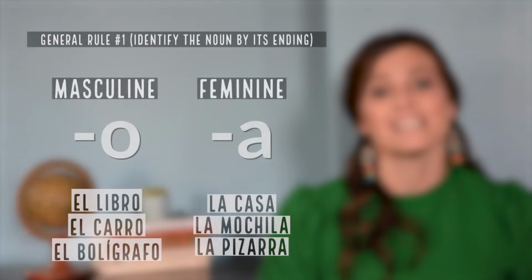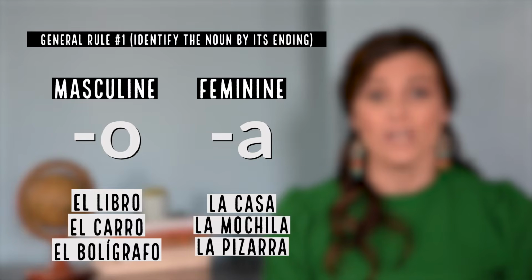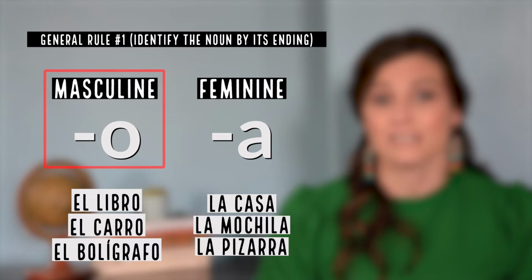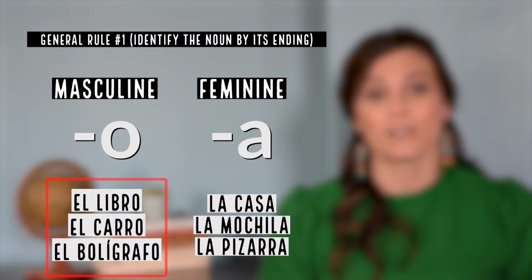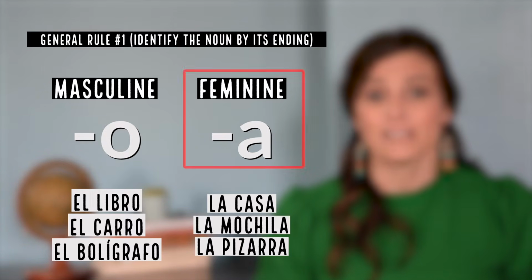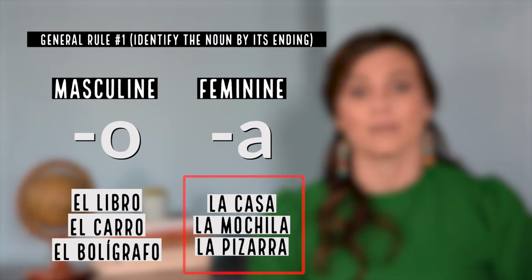Número uno, identify the noun by its ending, A or O. Nouns that are masculine will end in the letter O. El libro, el carro, el bolígrafo. Nouns that end in the letter A are feminine. La casa, la mochila, la pizarra.